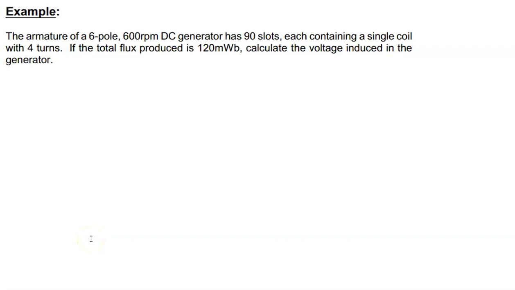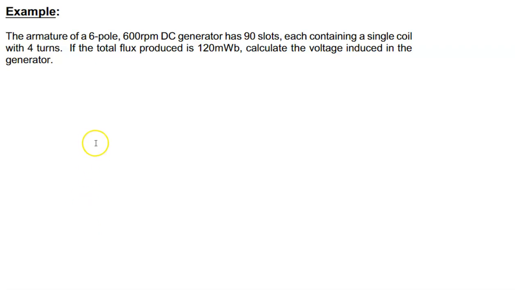So we have a description of the armature. We're told it's a 6-pole, 600 RPM DC generator. The armature has 90 slots, each containing a single coil. So 90 coils. Each coil has 4 turns. We're given the total flux at 120 milliwebers. Calculate the voltage induced in the generator.